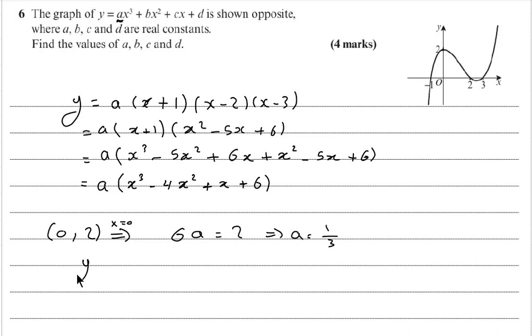So now we know the whole function. A is 1/3, and then expanding it, it will be 1 over 3 x^3 minus 4 over 3 x^2 plus 1 over 3 x, and then plus 2. So a here should be 1 over 3, b should be negative 4 over 3, c should be 1 over 3 again, and finally d should be 2.